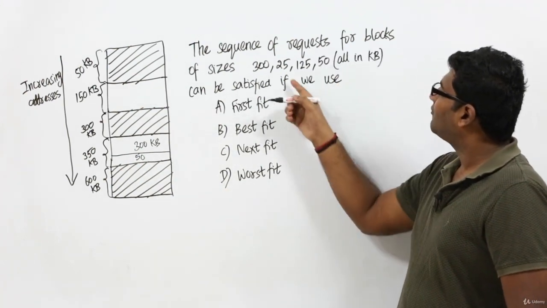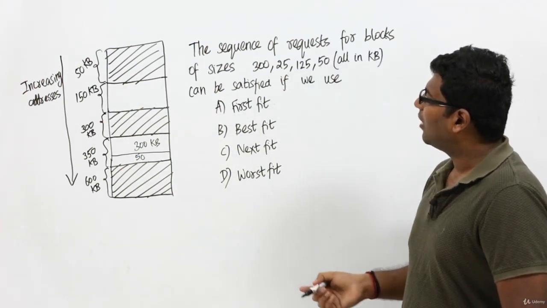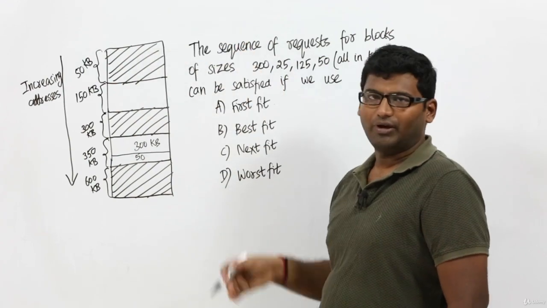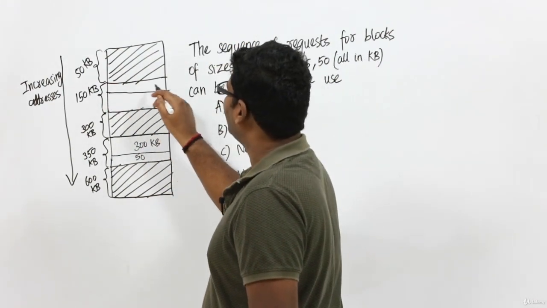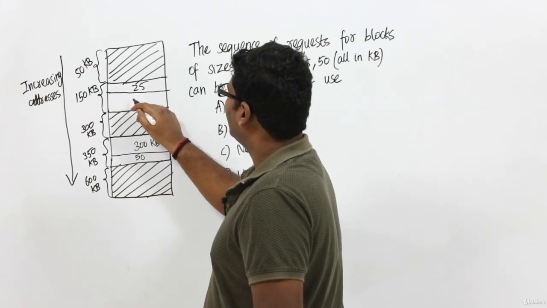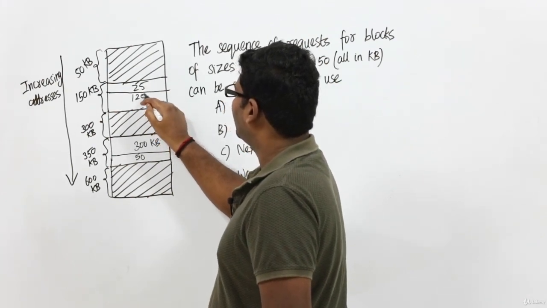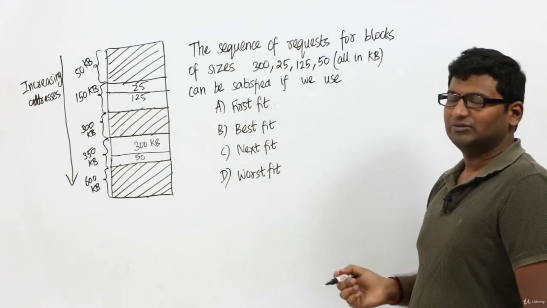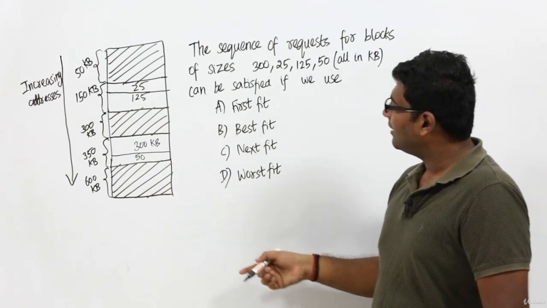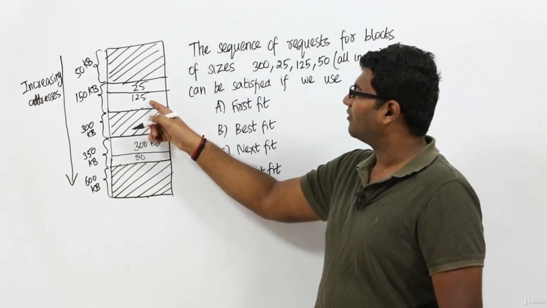Now let us assume a 25 KB process is coming. We again start from the first. This is what we mean by first fit. We occupy this 25 KB over here, and we are left with a space of 125 KB. Now let us assume a 125 KB process comes into the RAM. Again we will occupy this 125 KB over here.